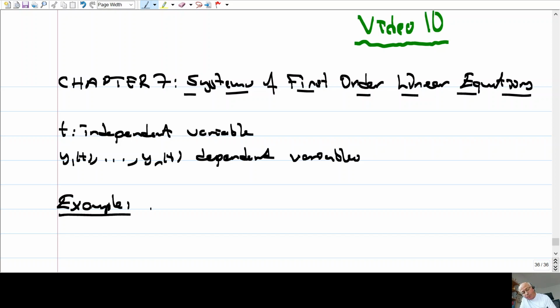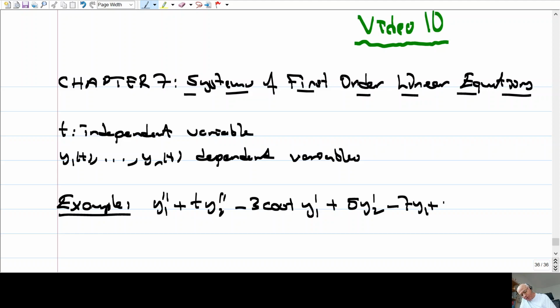For example, let me write down: let's say y1 double prime plus t times y2 double prime minus 3 cosine t y1 prime plus 5 y2 prime minus 7 y1 plus 2 y2 equals, let's say, e to the power t times cosine 2t. This is one equation. It's a linear equation, and it's second order.